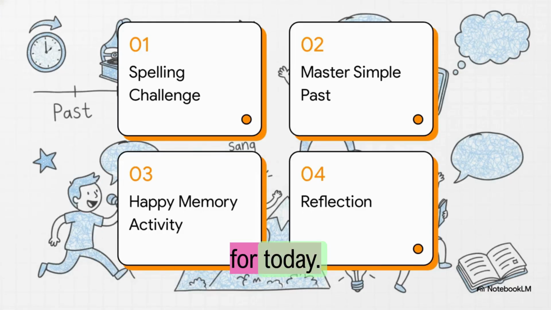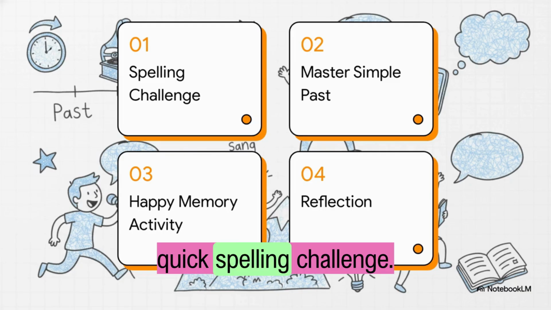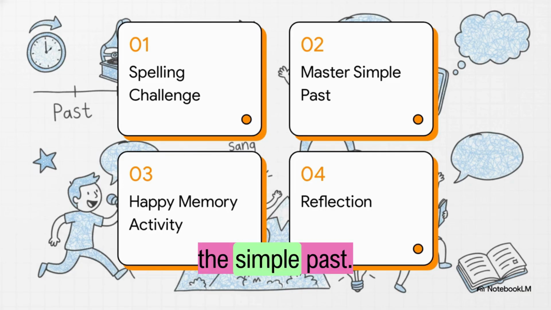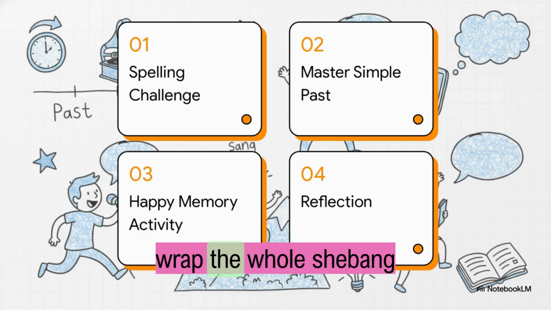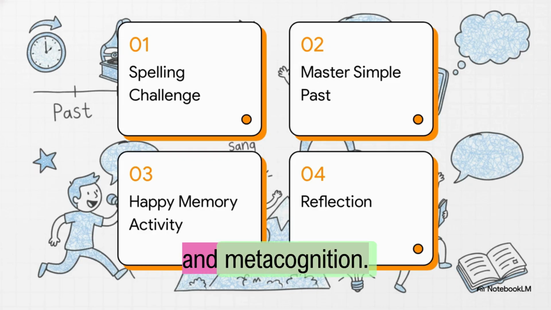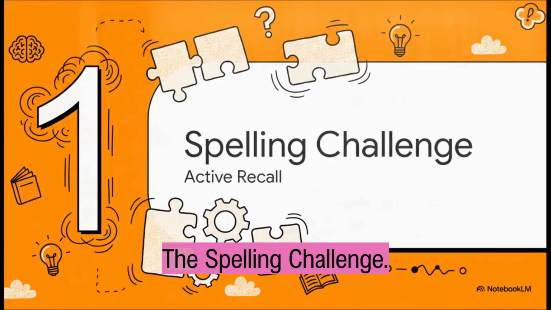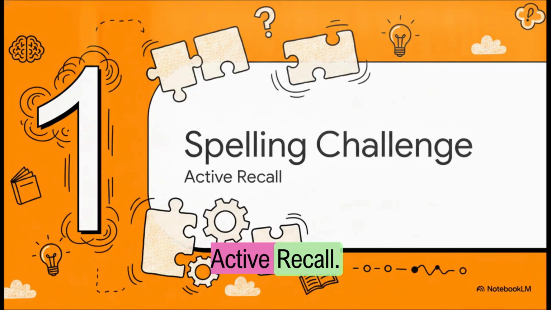Here is our roadmap for today. First up, we're tackling a quick spelling challenge. Then we'll master the simple past. After that, you'll jump into your happy memory activity, and we'll wrap the whole shebang up with some reflection and metacognition. Section 1, the spelling challenge, active recall.